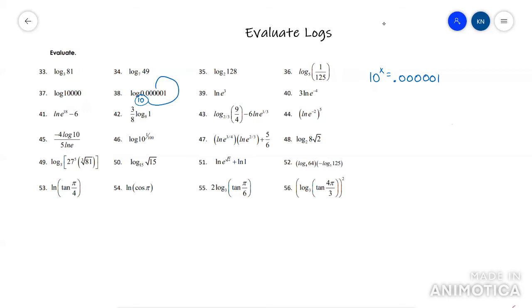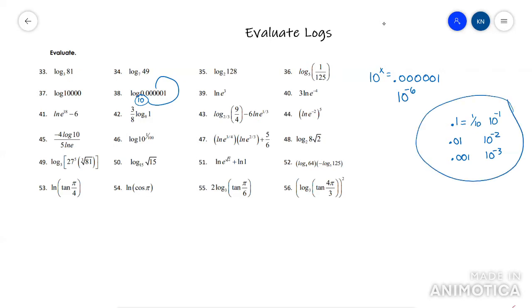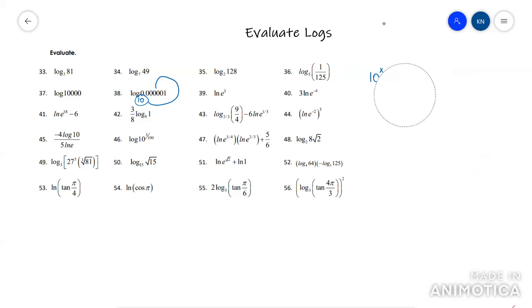So here's what I do. I think to myself, okay, 0.1 is 1/10, aka 10 to the -1. 0.01 is 10 to the -2. And I do this so on and so forth until I get to what I'm looking for. So this one is going to be 10 to the -6. So I hope that made sense. This is how I have to think about it in my head. Maybe there's an easier way. I'm not sure, but that's how I do it.